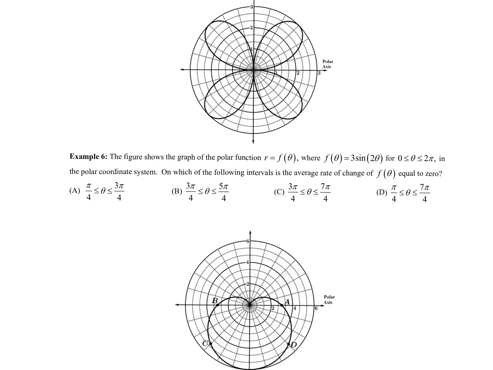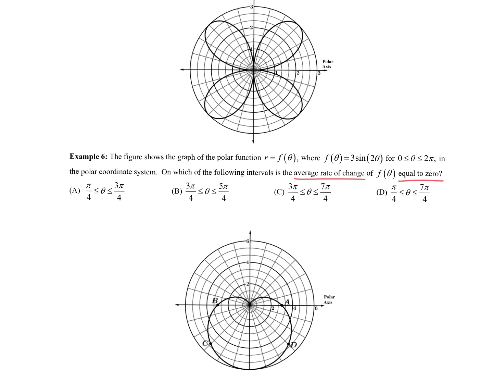The figure shows the graph of the polar function r equals f of theta, where f of theta equals 3 sine 2 times theta, for 0 less than or equal to theta less than or equal to 2 pi. In the polar coordinate system, on which of the following intervals is the average rate of change of f of theta equal to 0?